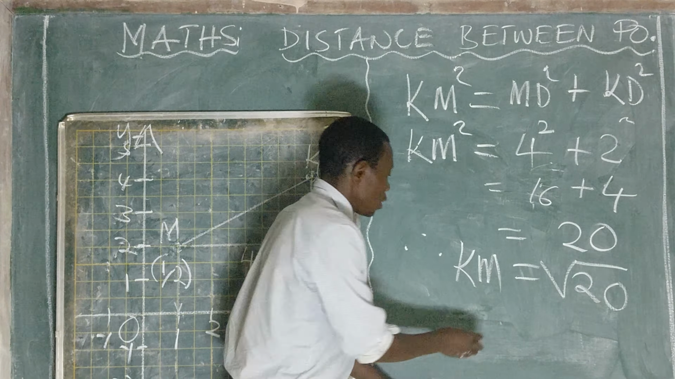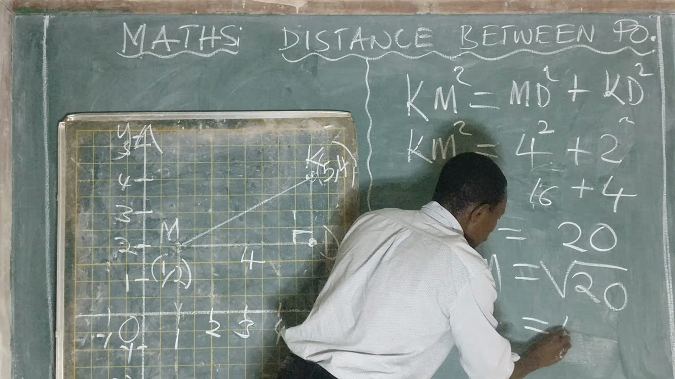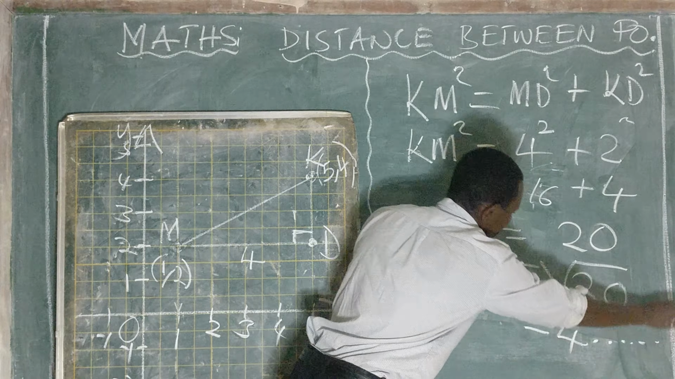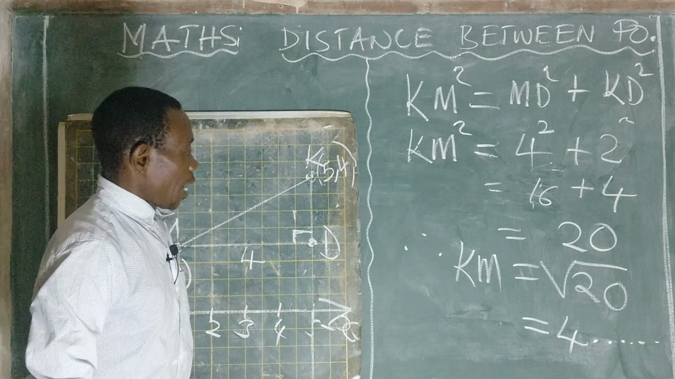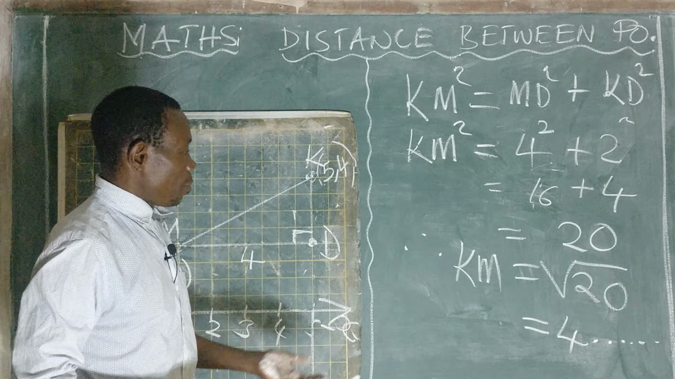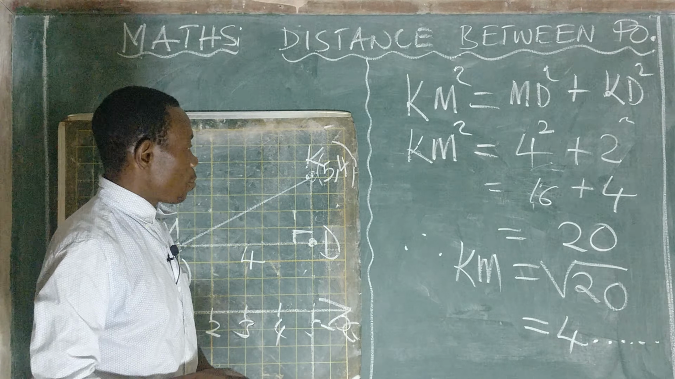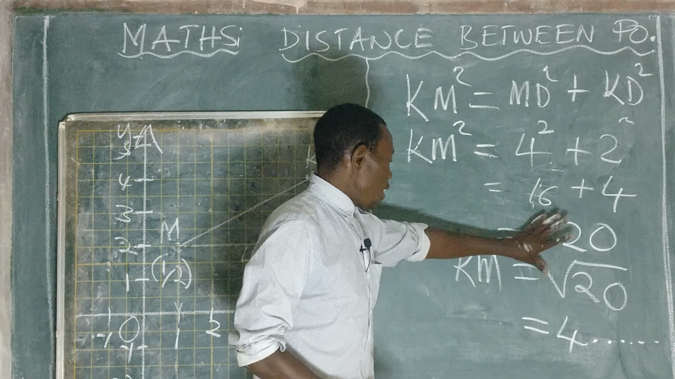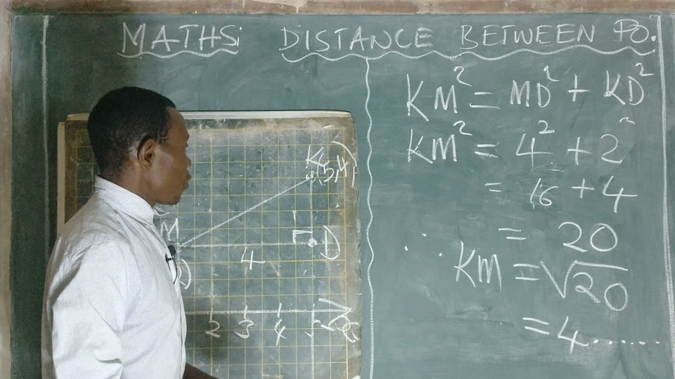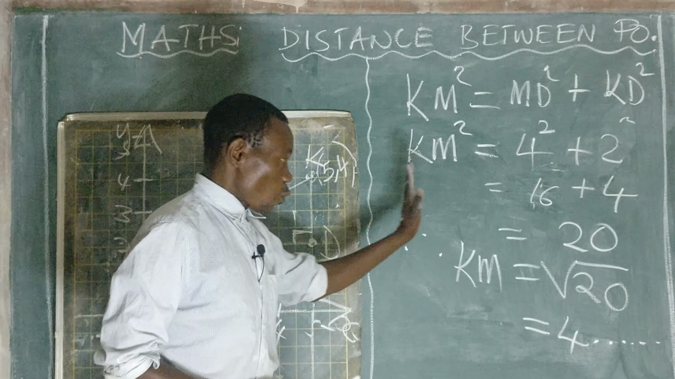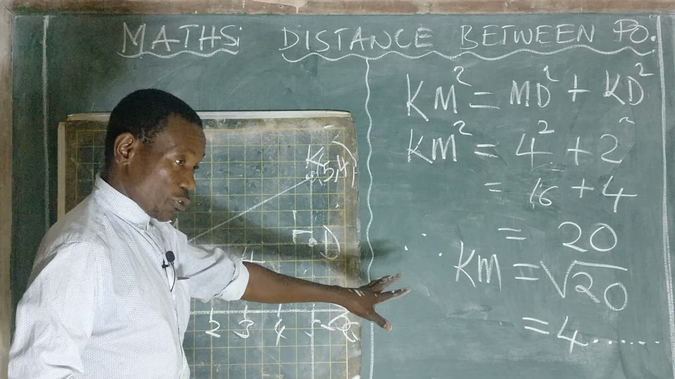And the answer of which should be equal to 4 point something something. Right, so there you can correct that one, maybe to 1 decimal place or 2 decimal places, it's up to you, but that's what you have. But our interest here is, how do we calculate the value of km? By Pythagoras theorem, this is what we are supposed to do.